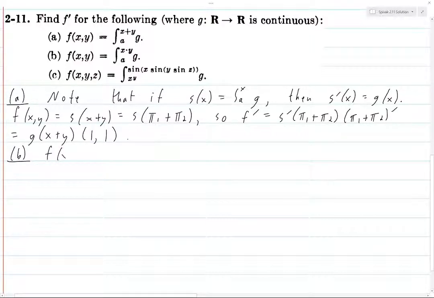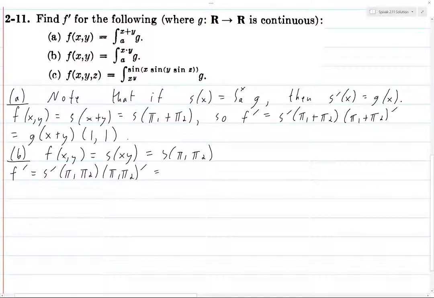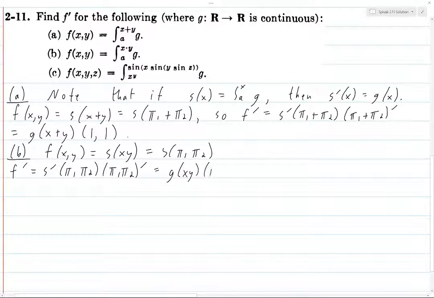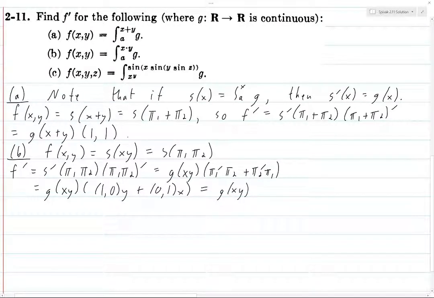We've got f of xy equals s of xy, which is s of pi 1 times pi 2. And so f prime is going to be s prime of pi 1 pi 2 times pi 1 pi 2 prime. So s prime is g, and so this is going to be g of xy times pi 1 prime pi 2 plus pi 2 prime pi 1. So this is going to be, here, I'll just go on the next line because we're going to need to use the next line anyways. So this is g of xy. Now we've got 1, 0 times y plus 0, 1 times x. So this is g of xy times the vector yx. And there we go.